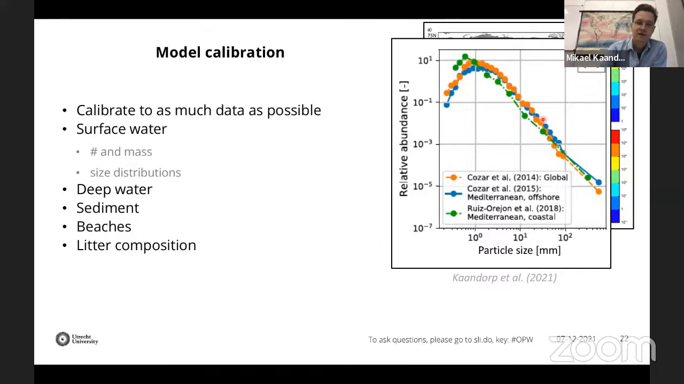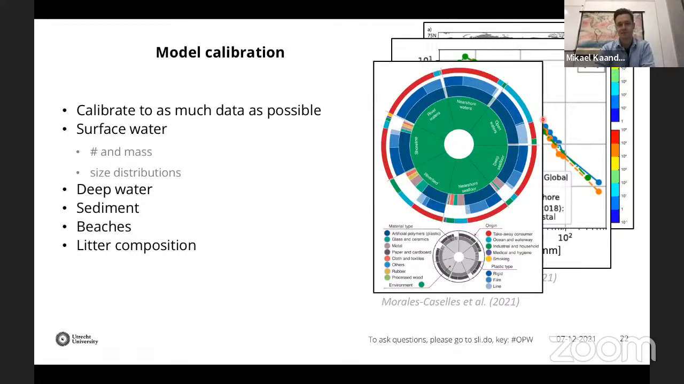Finally, what's also really important, I think, to take into account is the litter composition. So this is here from Morales Casellas and co-workers. It's a bit difficult to interpret at first sight, but let's look at the open waters in this case. So the outer ring here represents the origin of plastics that we find in the open waters. So we see in open waters, we mainly find plastics which are coming from the oceans and waterways. So basically, this means most of the plastics we find in open waters are coming from the fishing industry, likely. And the small remainder of the plastics in the open waters are likely originating from the takeaway consumer category.